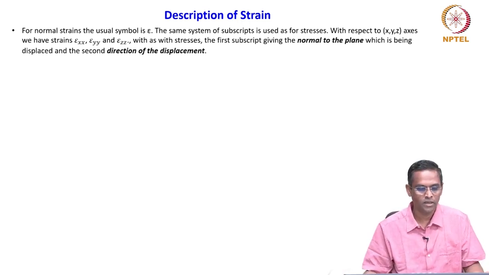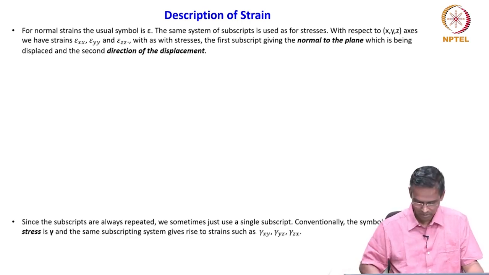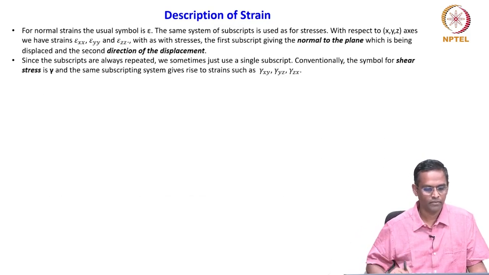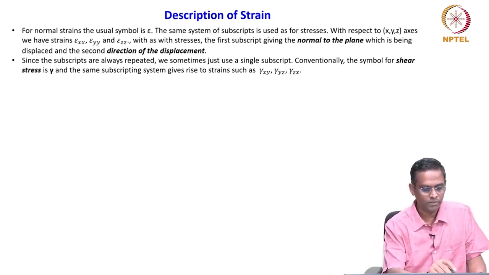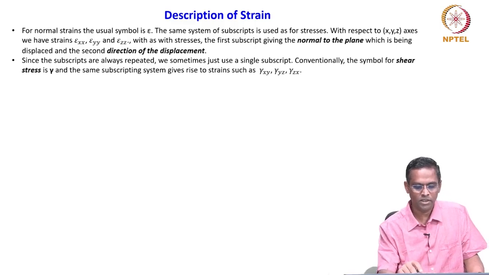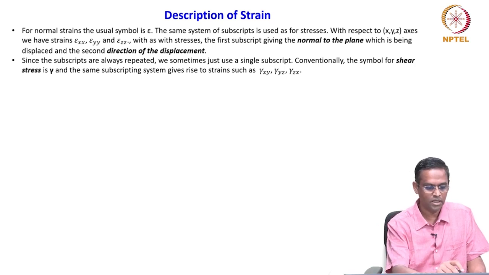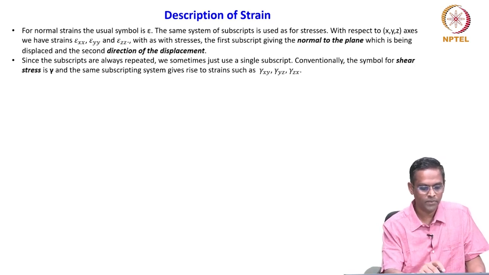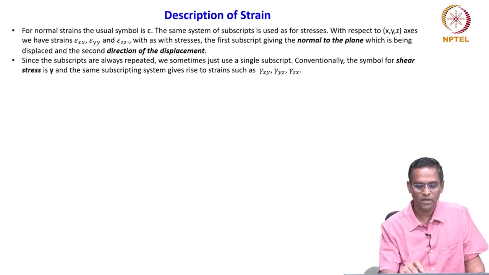Strain also has two subscripts to describe. And since the subscripts are always repeated, we sometimes just use a single subscript. Conventionally, the symbol for shear strain is gamma, and the same subscripting system gives rise to strains such as gamma xy, gamma yz, gamma zx.